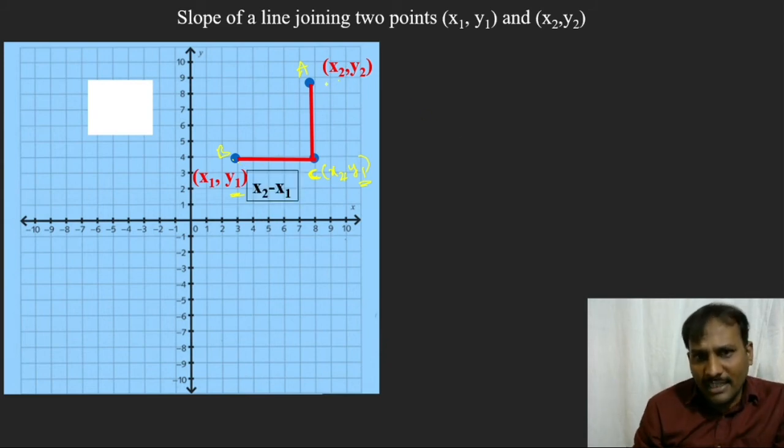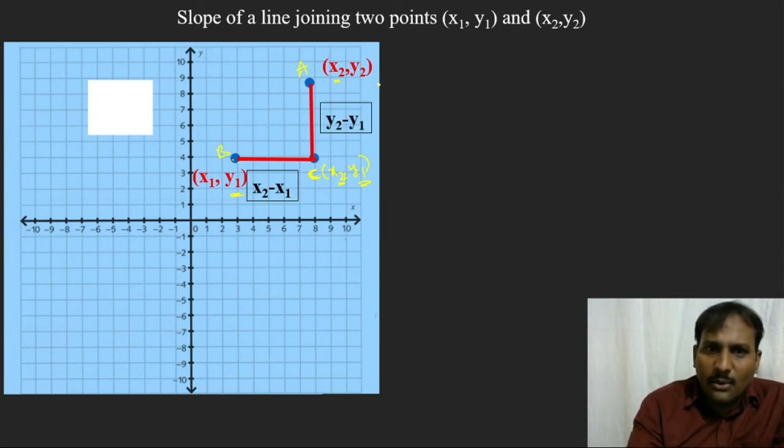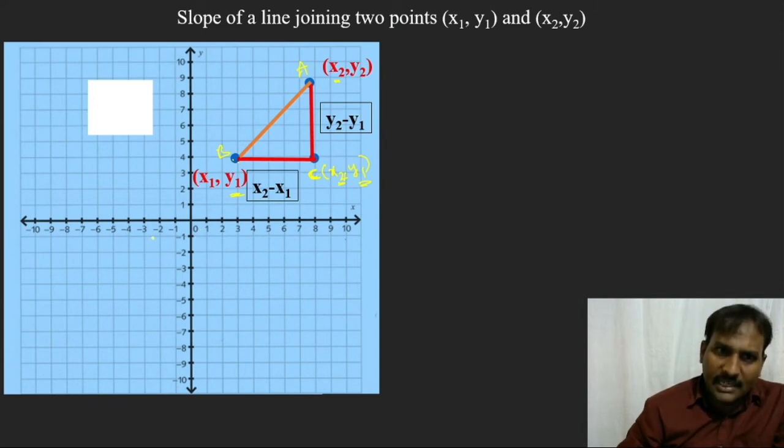So what will be the distance between A and C? Its x coordinates are the same. Therefore, the distance between them is the difference of y coordinates. Therefore, it is y2 minus y1. Now we have to find the slope of this line AB. Let us extend this line.